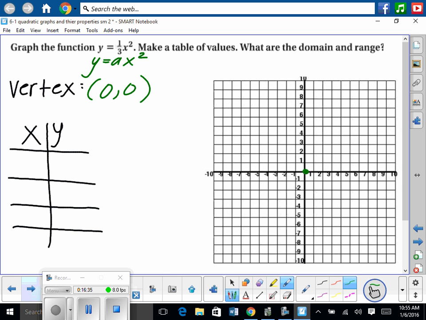Now, just asking, is this going to be a smiley face or frowning face? Looking at the front, it's positive, so it's going to be a smiley face. But I need you to be more exact. I need 2 exact points to the right.